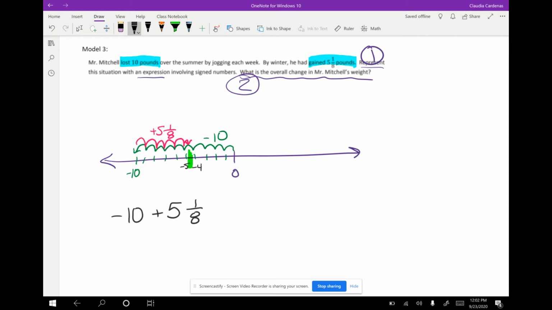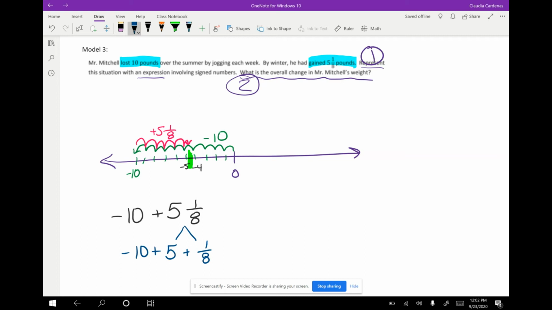But then we just learned that we can break apart a mixed number and turn it into an addition problem. So I'm going to try that. So I'm going to break up that 5 1/8 apart into 5 plus 1/8. And I still have my -10 here. We haven't done anything with that. So let's go ahead and rewrite that.